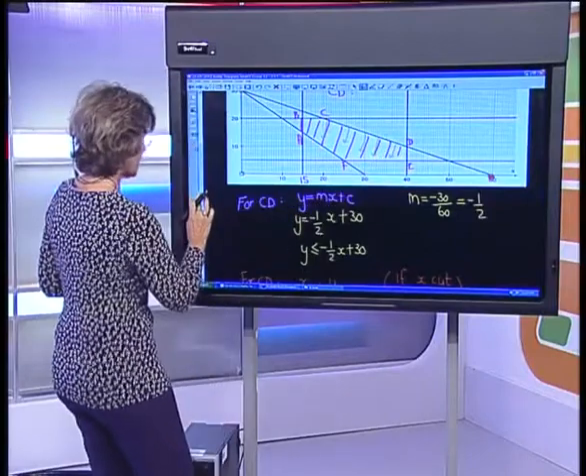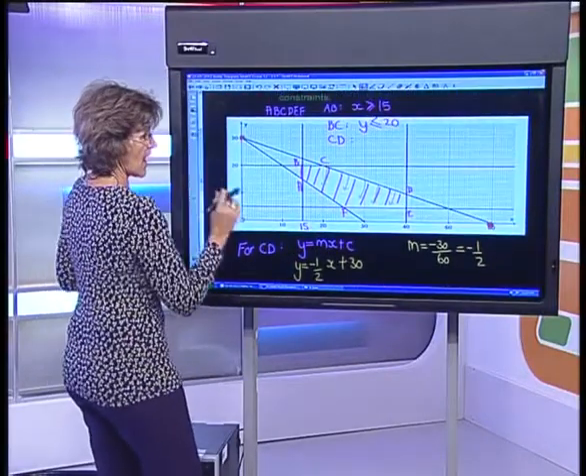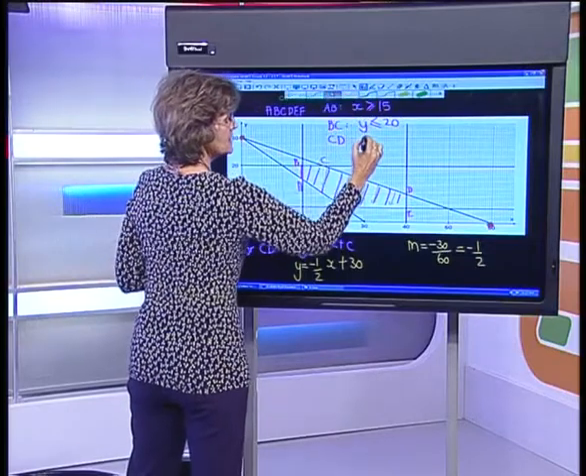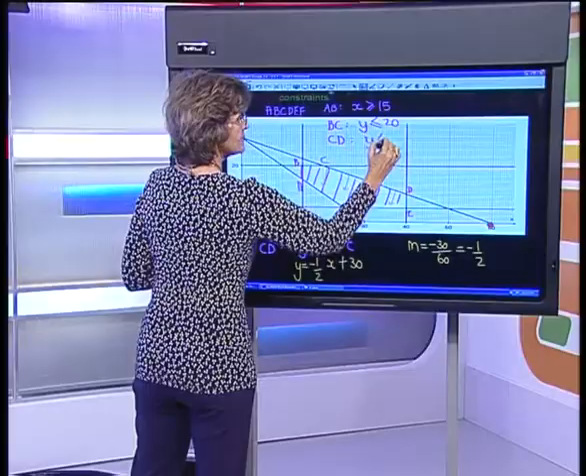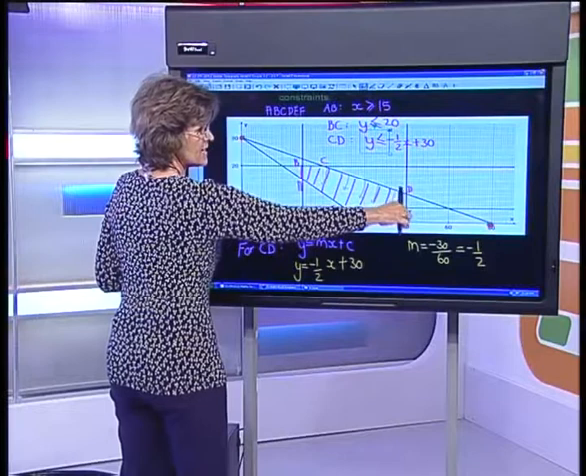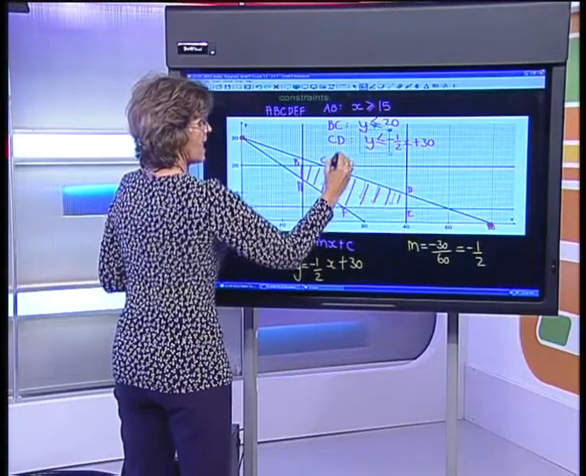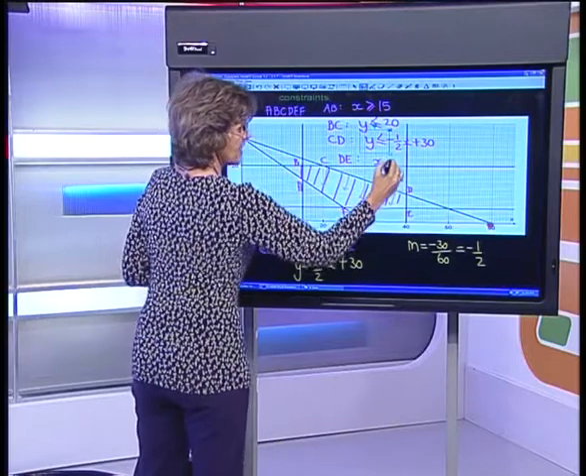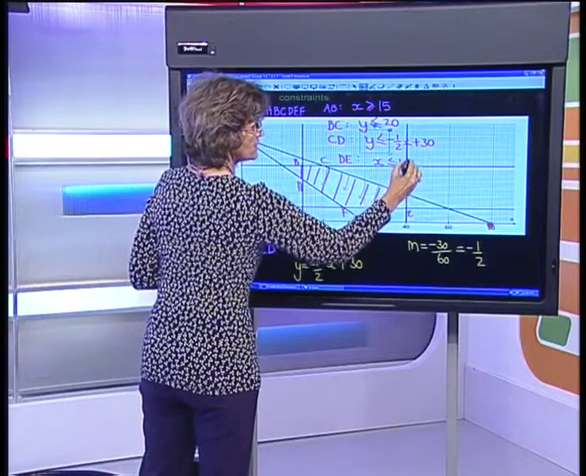We now just have to keep on going and fill in our CD. So our CD was y less than or equal to negative a half x plus 30. So that's that constraint. Now we've got to do DE, and you can see again that DE has got something to do with x, and so DE is definitely going to be x less than or equal to 40.